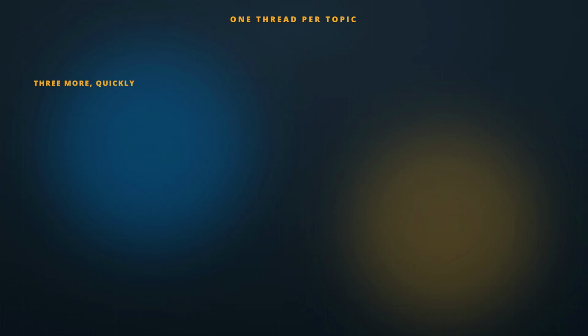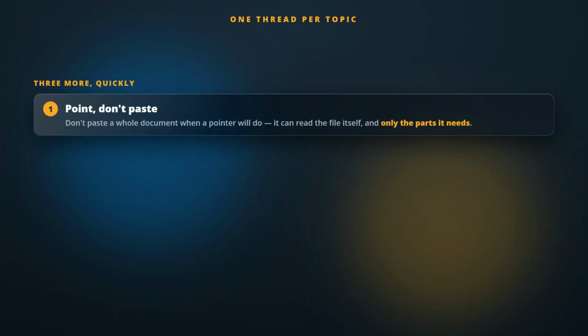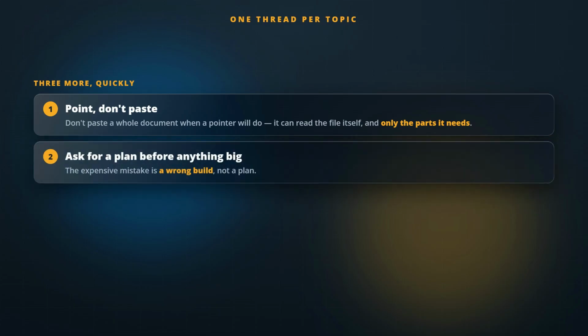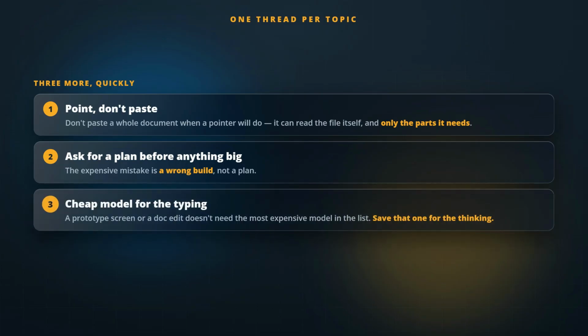3 more, quickly. Don't paste a whole document when a pointer will do. The agent can go and read the file itself, and it'll only read the parts it needs. Ask for a plan before anything big, because the expensive mistake is a wrong build, not a plan. And use a cheap, fast model for the typing. A prototype screen or a documentation edit does not need the most expensive model in the list. Save that one for the thinking.